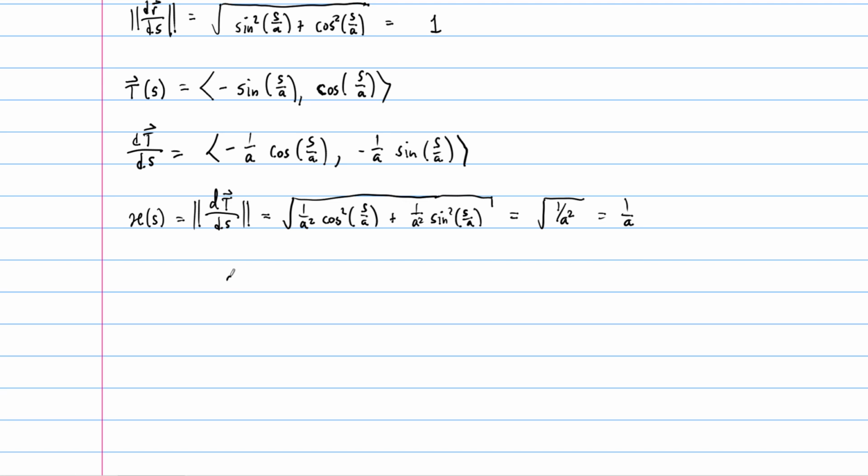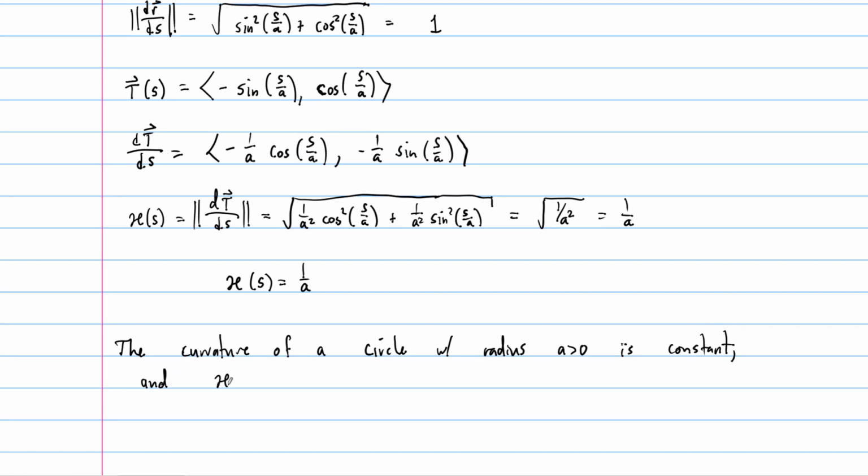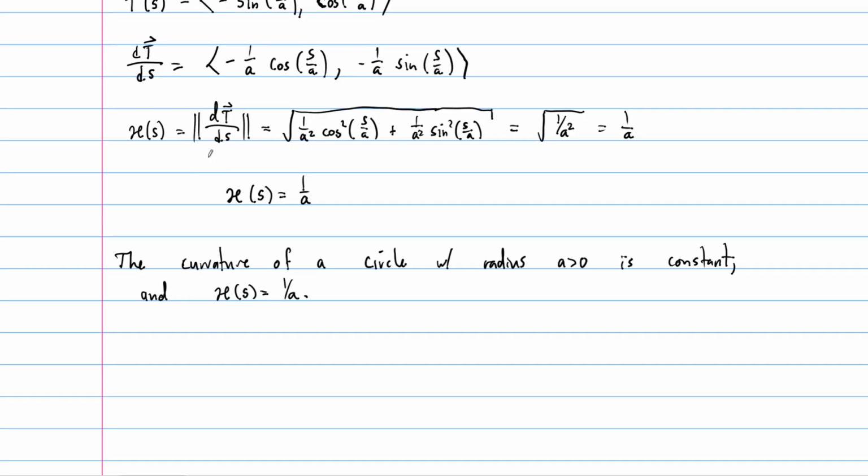All right, so what we've learned then is that the curvature of a circle of radius a is constant, and it's equal to the reciprocal of the radius, right? So this is what we've just proved, actually. So the curvature of a circle in the plane whose radius is a is constant. And not only is it constant, but we can say exactly what it is, right? Kappa constant is equal to 1 over a, 1 over the radius. Okay? So that's an important result that we are going to use very soon.